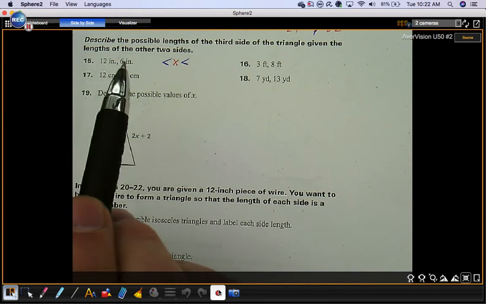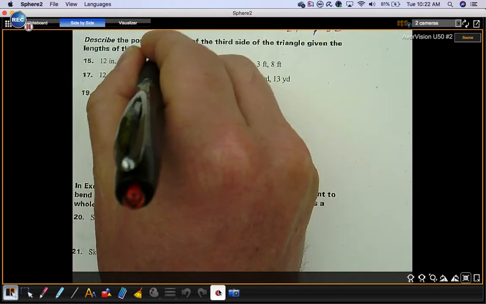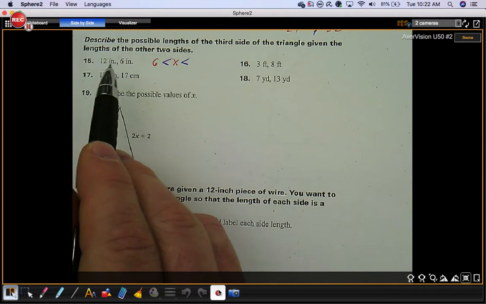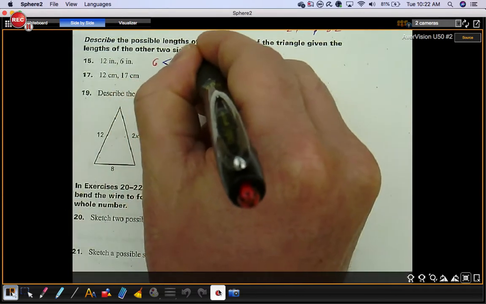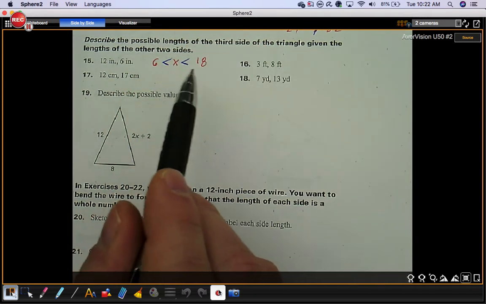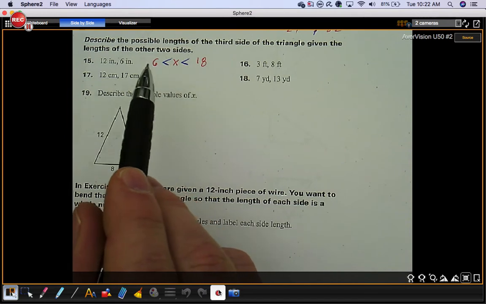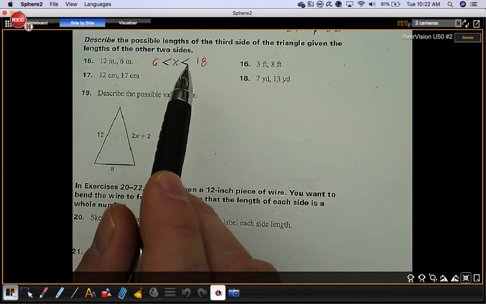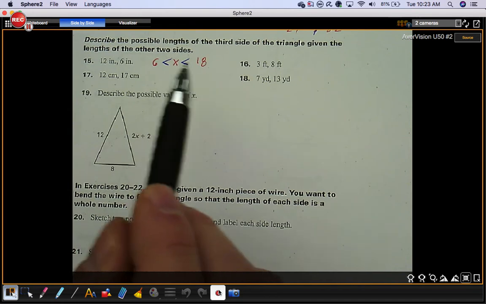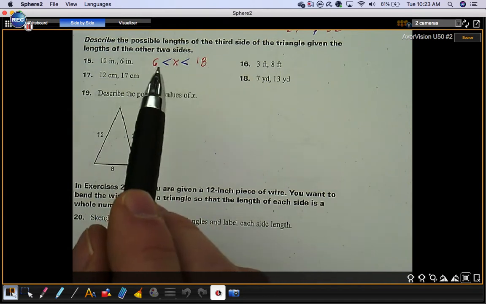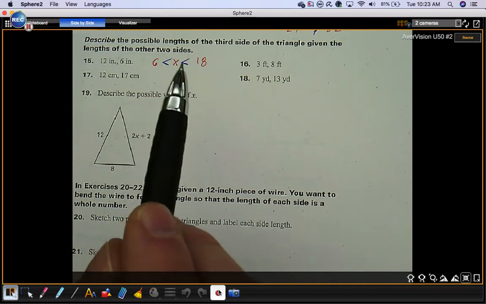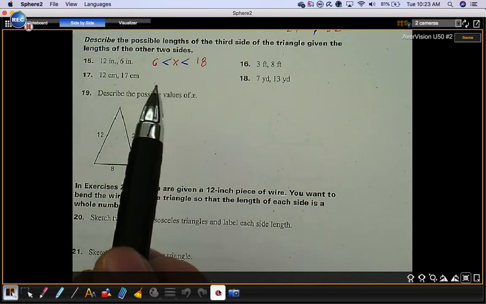You subtract the two. 12 minus 6 gives you 6. Then you add the two. 12 plus 6 gives you 18. So here's what this means. That third side needs to be bigger than 6 and at the same time less than 18. So it's going to be in between those two values. It can't be 6, it can't be 18, but it's got to be bigger than 6 and less than 18.